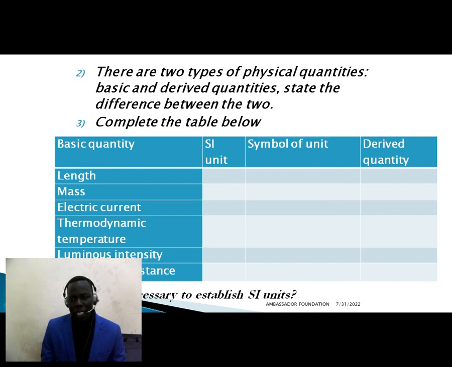For example, for length, a derived quantity is volume. Area is also a derived quantity. For mass, we have density, we have momentum. Just try to find out, for every basic quantity, what could be the derived quantity that can arise as a result of that particular basic quantity. Some of them may be difficult for somebody who is still in Form 1 because that person has not learned many formulas. But somebody who is in Form 3 can answer this very well.